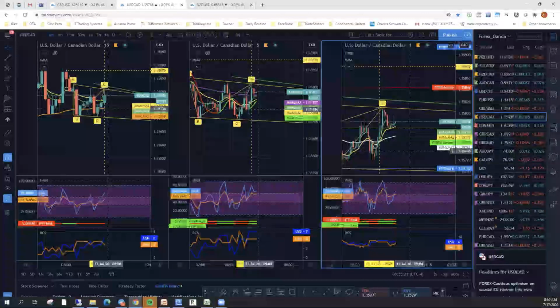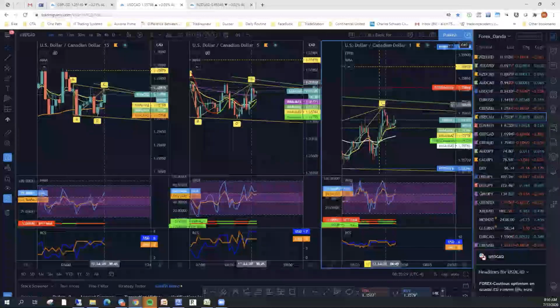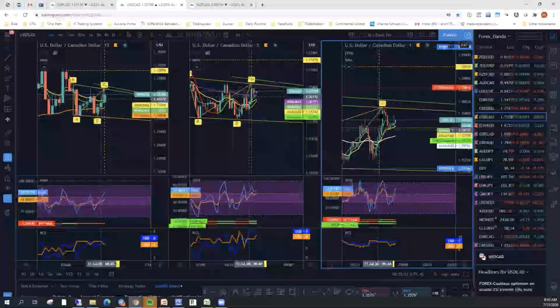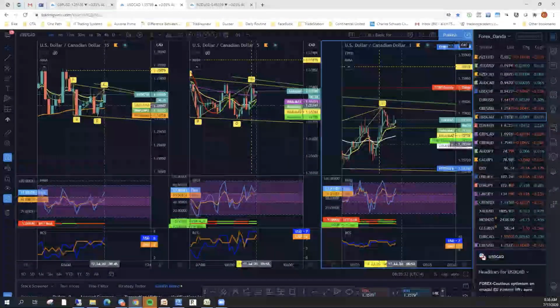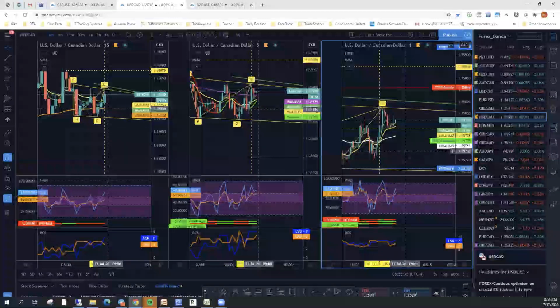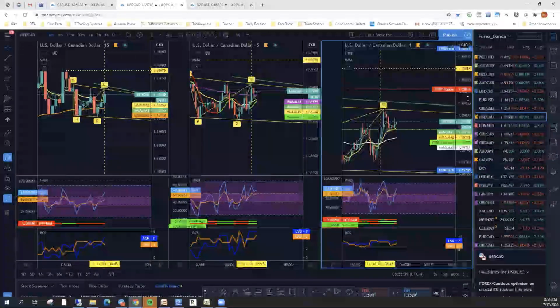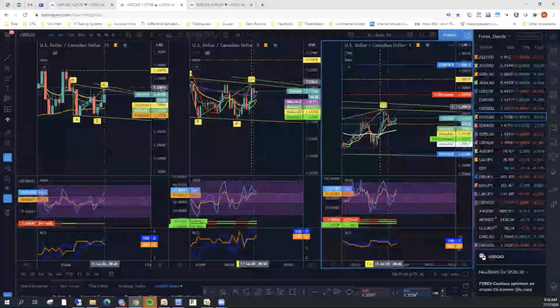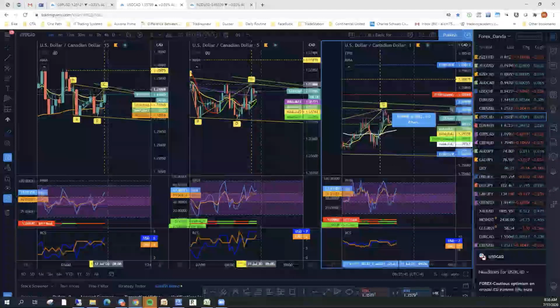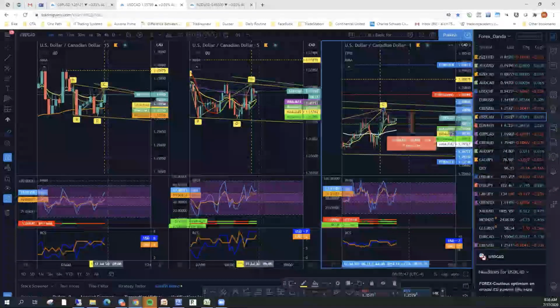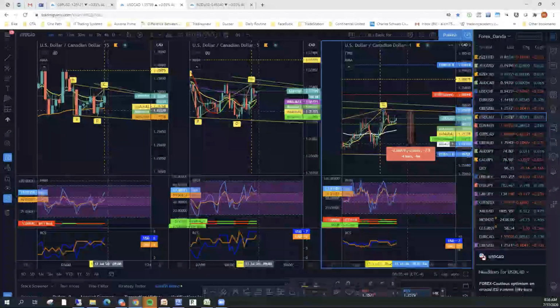Because it's just not quite there yet. This was a nice candle, and actually this is building like a little sub wedge right in here. But again, it's still inside the wedge. The wedge is tight enough. There isn't that much room on it, I don't think. Let me see. From there to here, that's only a 10 pip channel on your wedge.